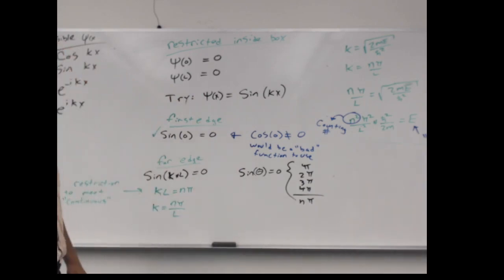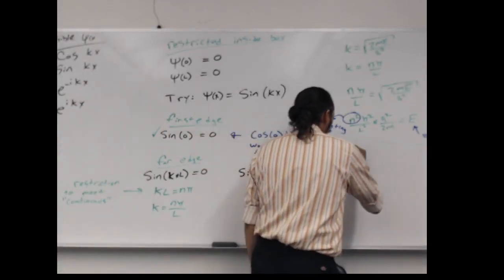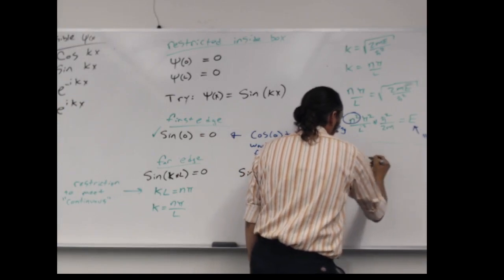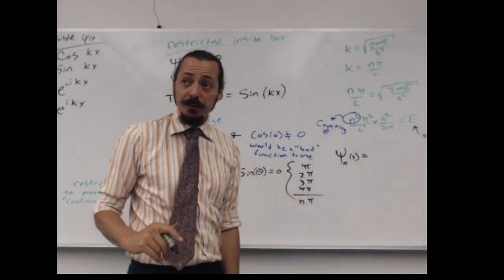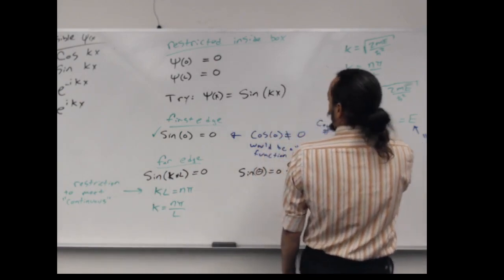We can rewrite our wave function now with this definition of k. We can rewrite our wave function as having n possible wave functions, sine.